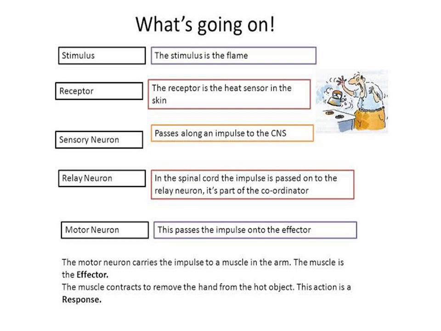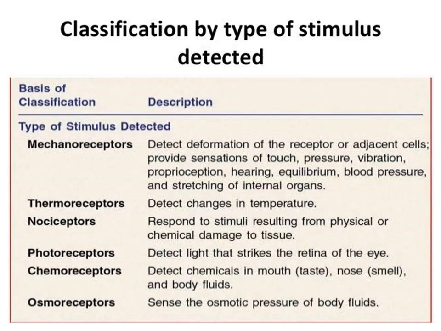The muscle is usually the effector, and the action of that particular effector, in the case of muscle, is a contraction, which can be seen by immediately withdrawing your hand after touching a hot object. So on the basis of the stimulus detected, we can have different types of receptors. We will be studying six of them over here: the mechanoreceptors, thermo, noci, photo, chemo, and osmoreceptors.